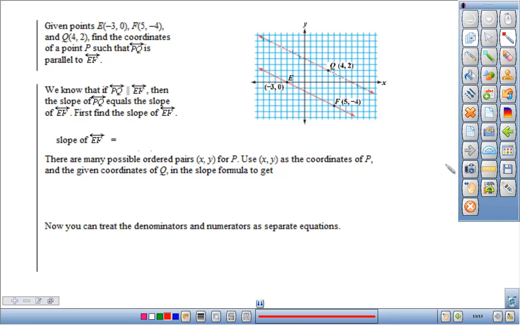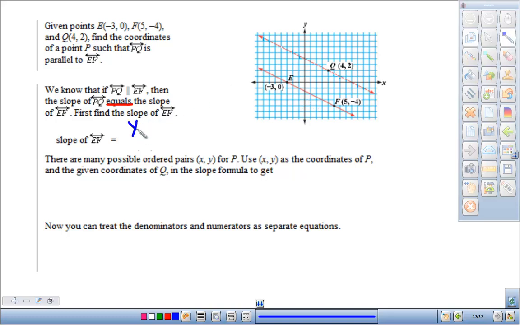This one gives you points E, F, and Q. Okay, so EF forms a line, and then they have point Q, and they want to find point P somewhere so that line PQ is parallel to EF. So we want the lines to be parallel, but we want to know what are the possible coordinates of P. Again, we know if they're parallel, the slopes have to be equal. The slope of PQ has to equal the slope of EF. So the first thing I need to do is find the slope of EF. Since you're given a graph, you can count rise over run, or you can use the slope formula.